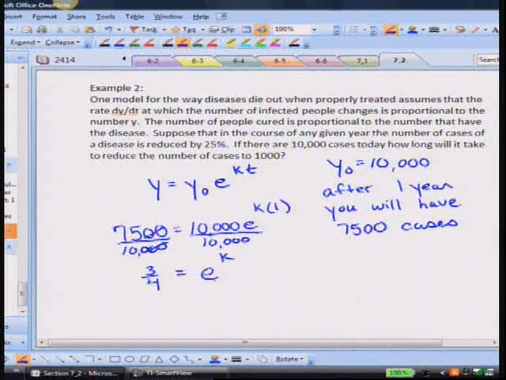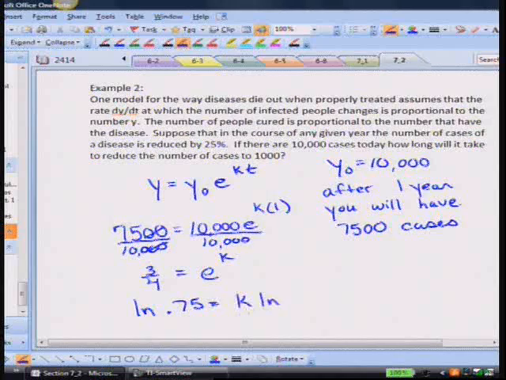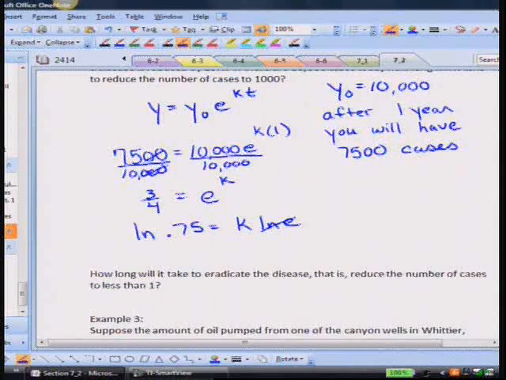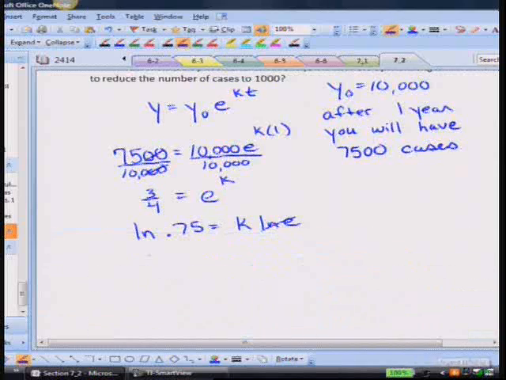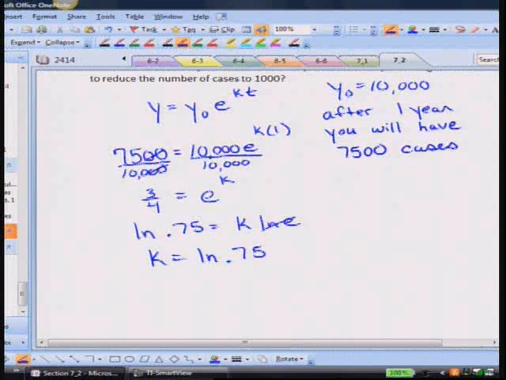Yeah, so you're going to do the ln, can I write that as ln 0.75 equals k times the ln of e. Of course, the ln of e is just 1, so that is your value for k. So k is equal to the ln of 0.75. So now you have a function that you can describe to figure out whenever, for any time.